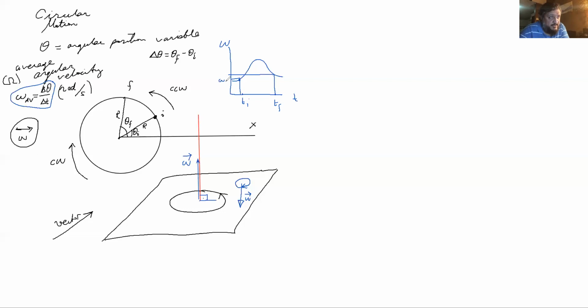This will be omega initial. I'm sorry, not the omegas. Sorry, I made a mistake. I meant theta. Where's my eraser? Okay. All right, so this is the theta, initial theta. And this is the theta at the later time.